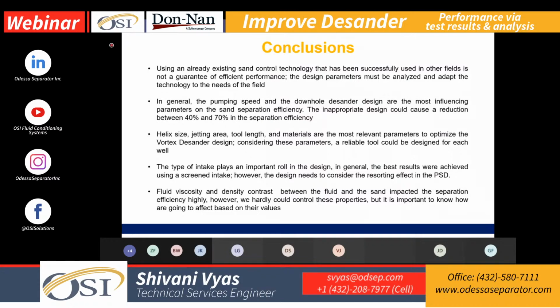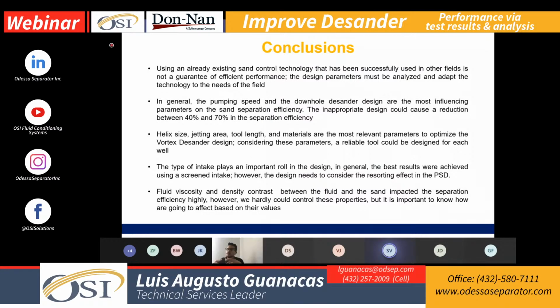Yeah. In addition to that, we saw how the type of intake that you use is going to play a really important role in the design. As you see, the best result we get is when you use the screened intake. And something that you need to pay really close attention to is the information that Shivani was giving us at the beginning of the particle size distribution section. That particle size distribution is going to change downhole. It's not as clean and as pure as you see at the surface when you do the SIF analysis. So it's really important for you to be aware of these things.